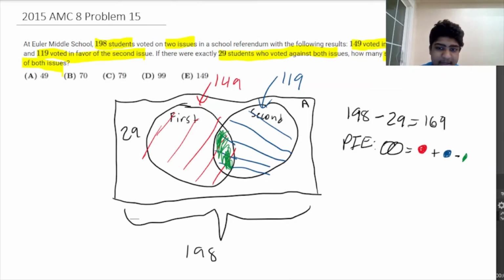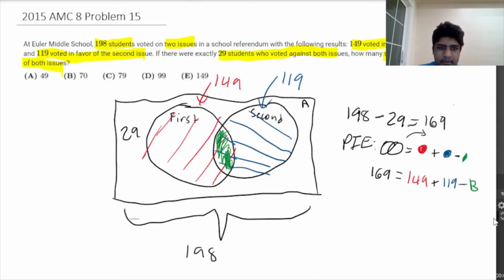So we need to subtract them off to ensure that they're counted once and only once. So we know that this Venn diagram area is just going to be equal to 169. And that is equal to, we have that red is 149 plus the blue is 119 plus, and the green is what we're going to try to figure out. Since they voted for both issues, I'm just going to label them as B. And this is actually a minus, not a plus.